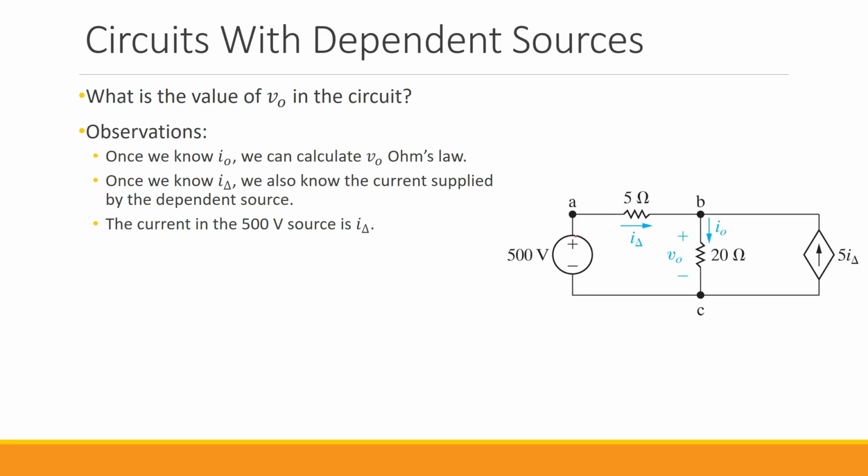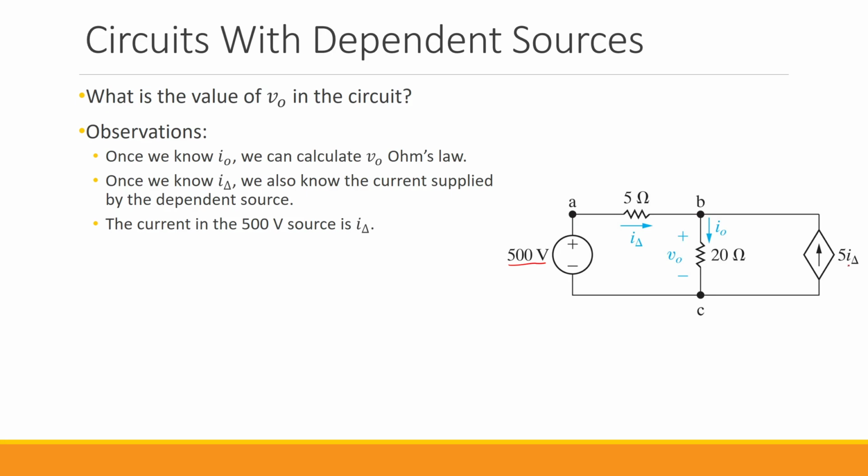We have this 500 volt independent voltage source with polarity positive and negative as specified here. We have a 5 ohm resistor, we have a 20 ohm resistor, and finally we have a current controlled current source. So this current controlled current source has the equation 5 multiplied by I delta. So the current that this current source is providing is 5 times I delta.